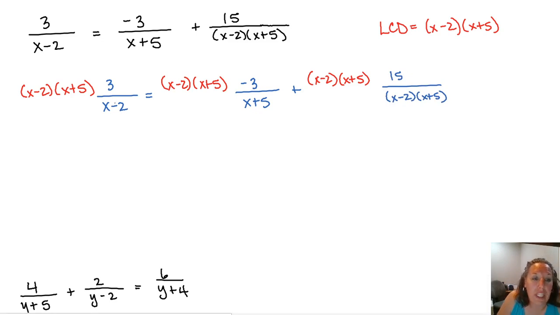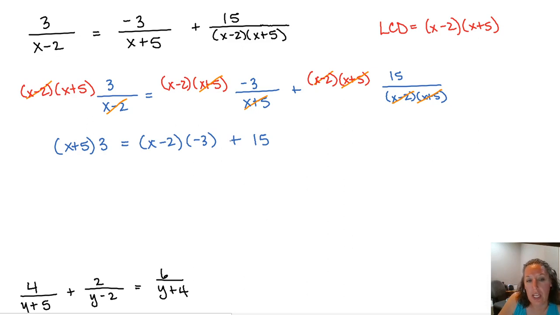Right? And the whole goal of doing that is so that we can now get rid of those denominators by dividing out those common factors. Our first fraction, we've got an x minus 2 common. On our second fraction, we've got an x plus 5. And then our last fraction, both of those denominators are going to divide out. So on the left-hand side, we're going to be equal to x plus 5 times 3. On the right-hand side, our first term is going to be x minus 2 times negative 3. And then the only thing that survives from this last term is that coefficient of 15.